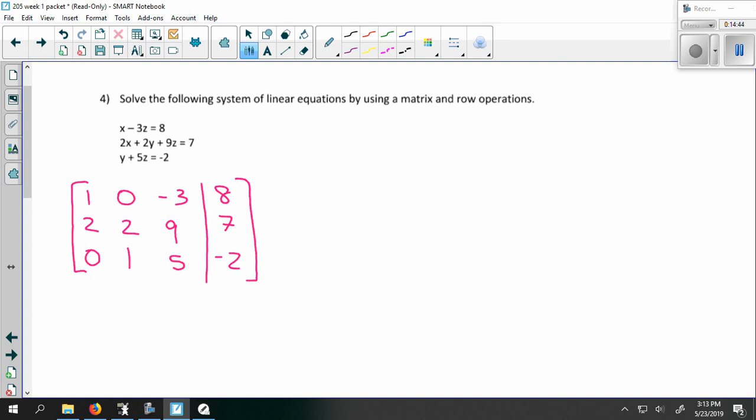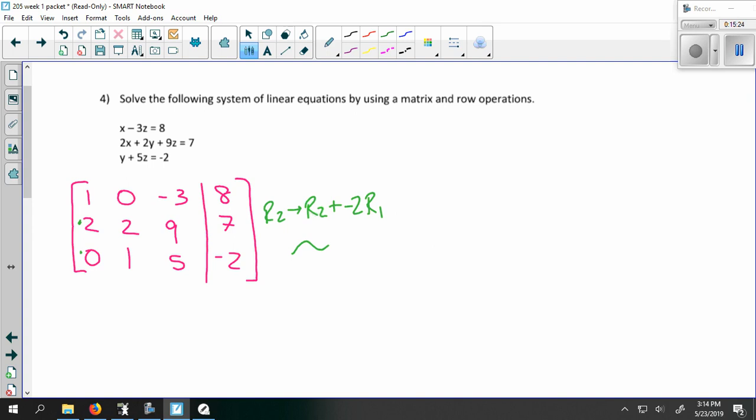So I work left to right, column by column. When I'm working on column 1, my goal is to eliminate every entry below row 1. So I want that to be a 0 and that to be a 0. This one's already a 0, so that's good. To make this 2 into a 0, row 2 needs to be replaced with itself plus a multiple of row 1.